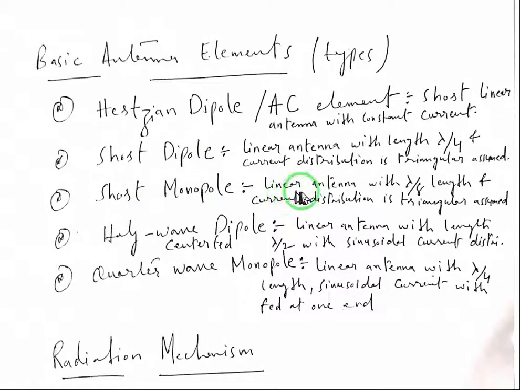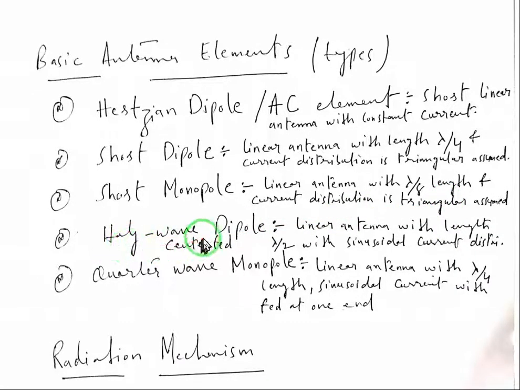The next is the short monopole. Short monopole again comes under the category of linear antenna with a length of lambda by 8, and the current distribution is also triangular. It is half the size of the short dipole. It's known as monopole because it has one pole. The other pole is considered to be inside the ground or inside the earth.